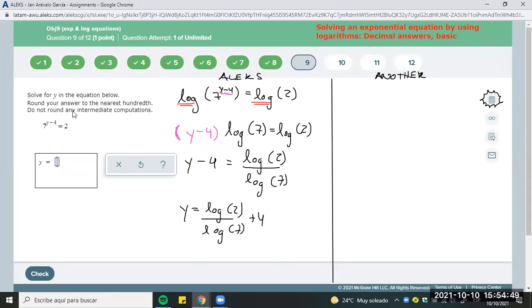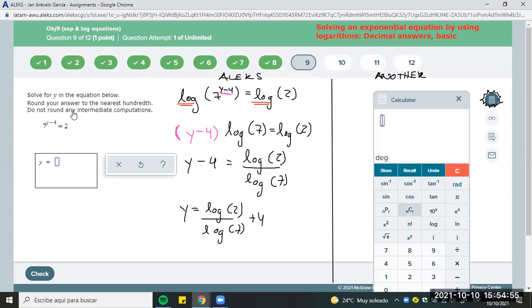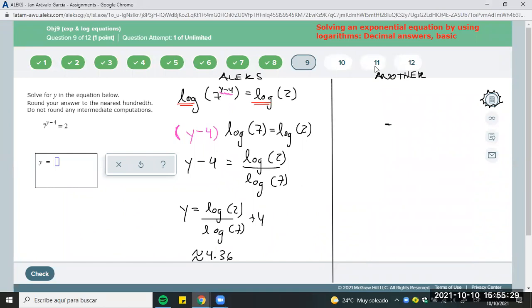I can put that in the calculator. It is going to be a division, logarithm base 10 of 2 divided by logarithm base 10 of 7, and then I'm going to add 4 to all of that. I'm going to press equal. What is that equal to? I have to round up to the nearest hundredth. That means it's going up. So 4 point, I'm going to put approximately 4.36.